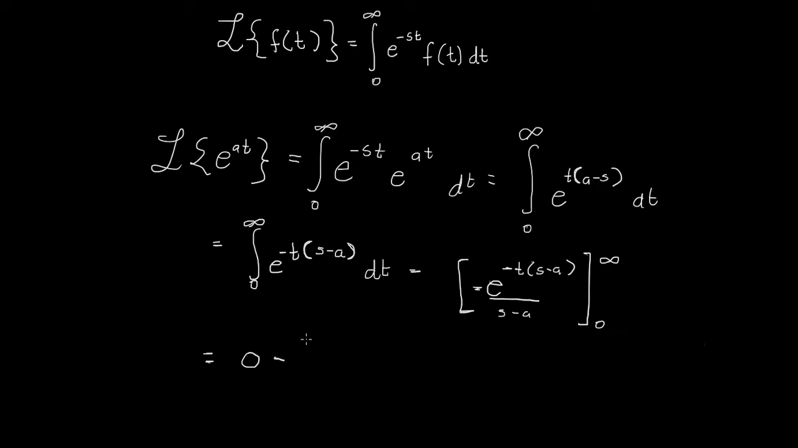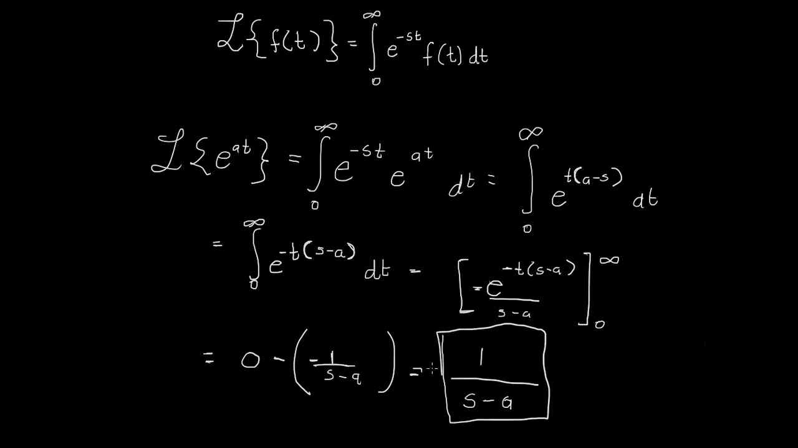And from that I'm going to subtract off something, and that something is going to be, well, what's e to the negative 0? Negative 0 is just 0. All this goes to 0. So what I get is negative, e to the 0 is 1, by the way, so I get negative 1 over s minus a. Rewriting that and cancelling out the negative signs, what I get is 1 over s minus a, and that is our answer for the Laplace transform of e to the at.